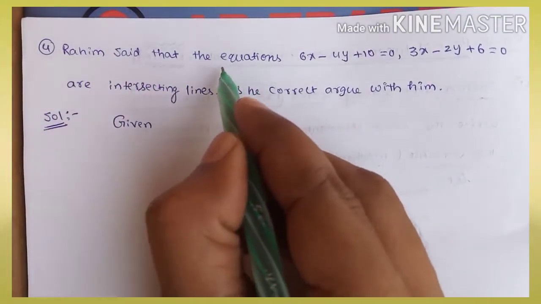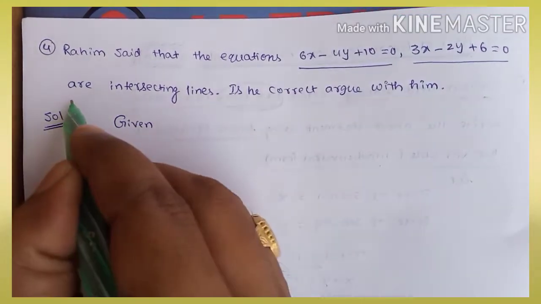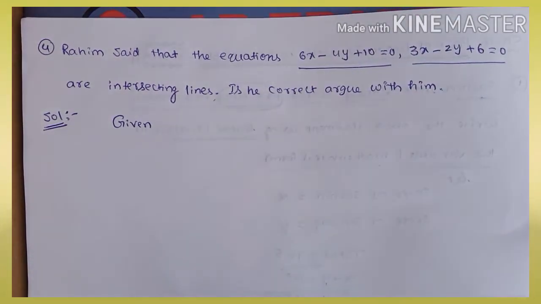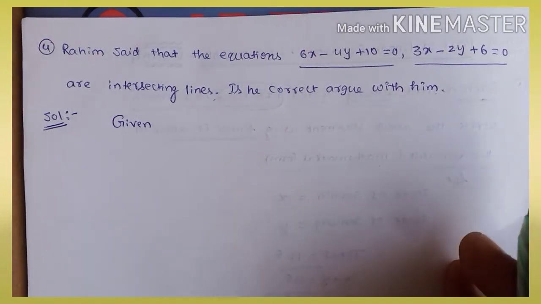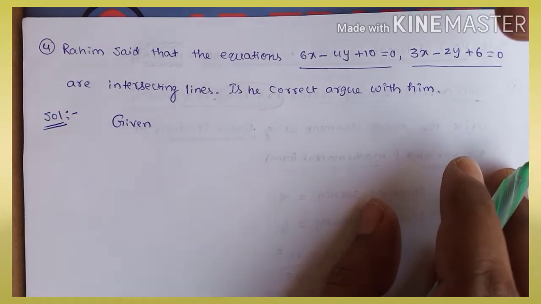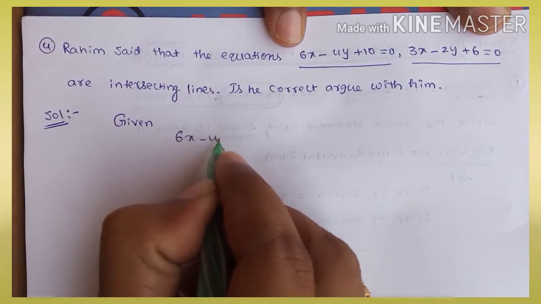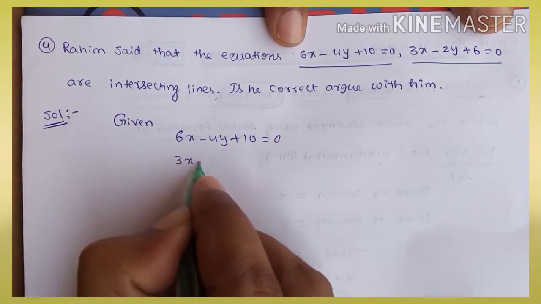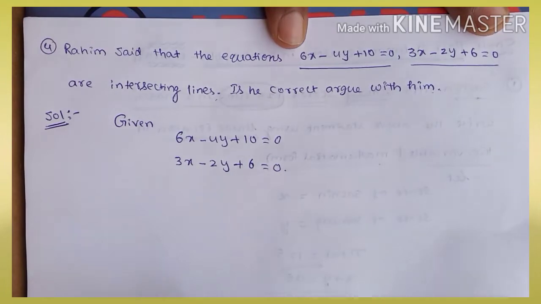Now problem 4. Rahim said that the first equation and second equation are representing intersecting lines. Is he correct or not? Just argue with him. Say yes if he is correct, no if not. Here you have to confirm by your logic, by verifying the condition. What are the given equations here? 6x minus 4y plus 10 is equal to 0. The second equation: 3x minus 2y plus 6 is equal to 0.